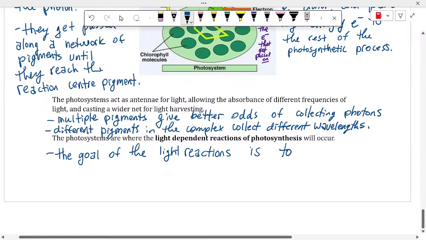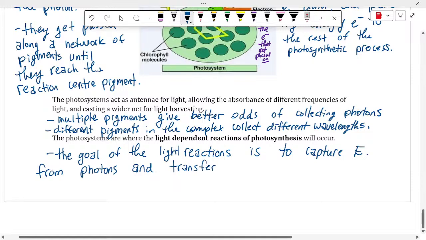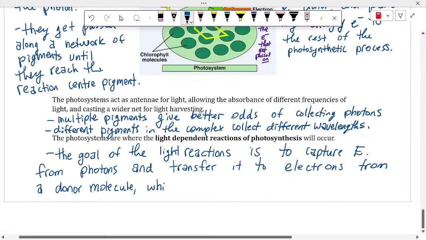from photons and transfer it to electrons from a donor molecule, which can be used in the dark reactions, or what we call the light-independent reactions of photosynthesis. We're just going to say for now, be used to do work.